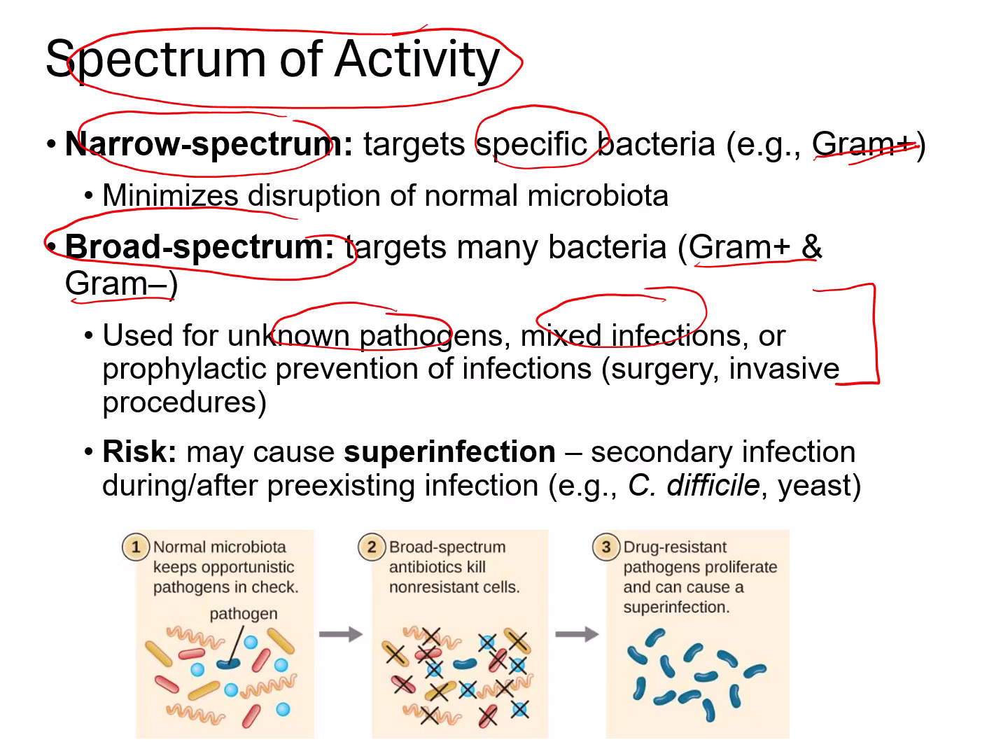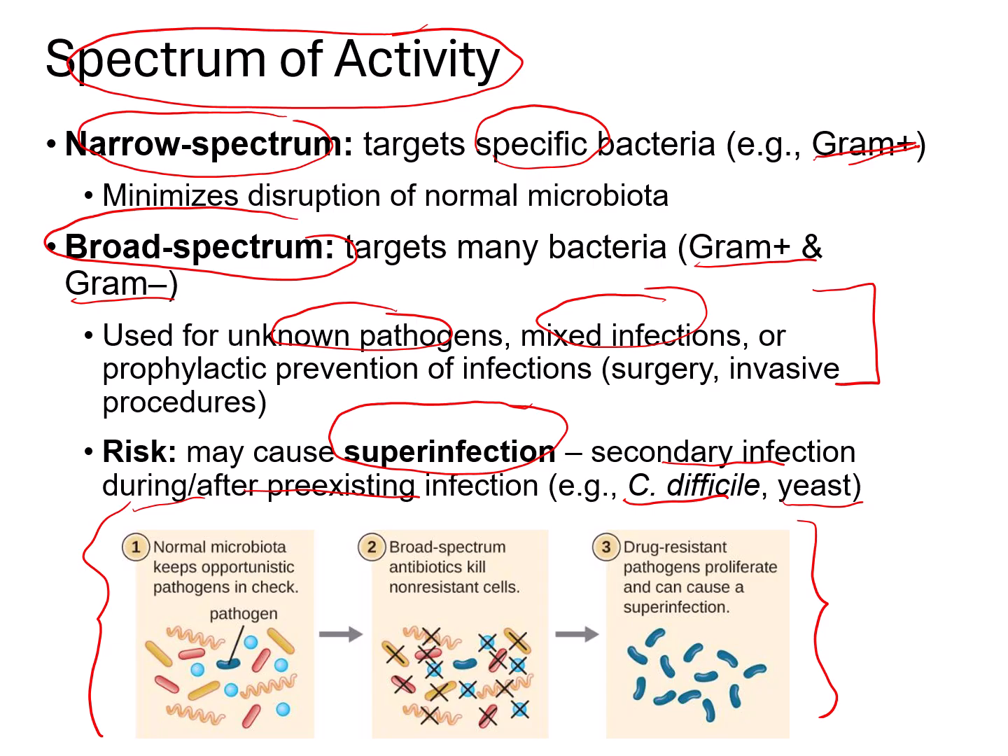The problem with broad spectrum drugs is that they could lead to superinfections, which are secondary infections that occur during or after the pre-existing infection. And we see this in yeast infections such as candidiasis or pseudomembranous colitis caused by Clostridioides difficile, which can be fatal.